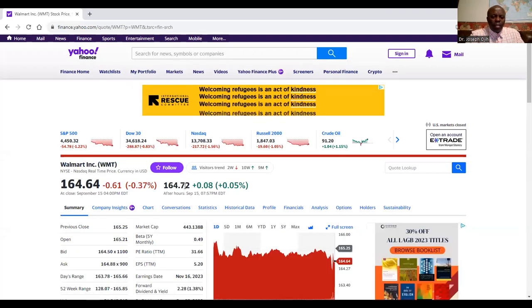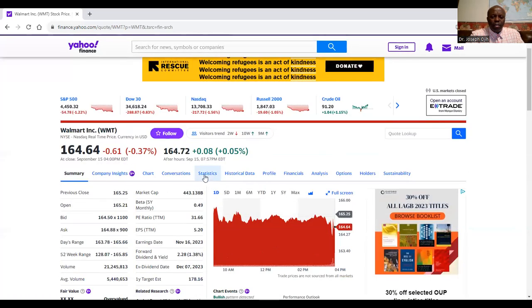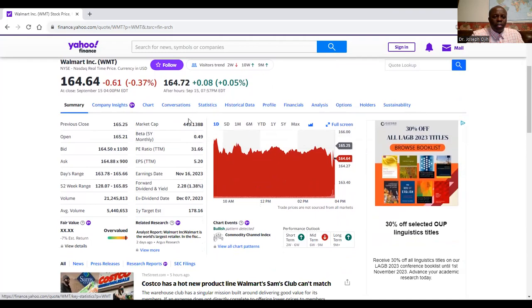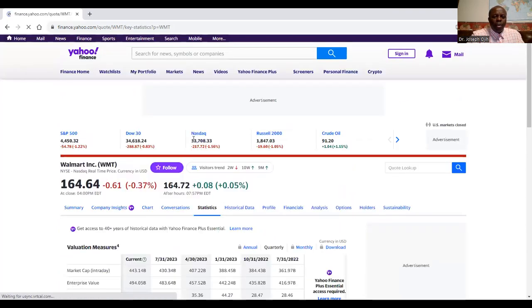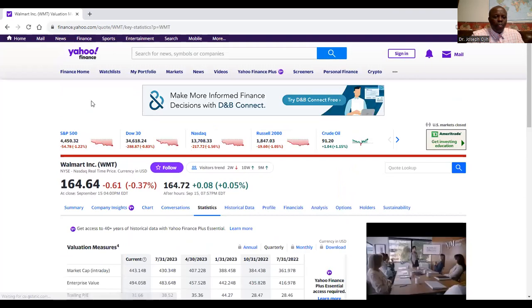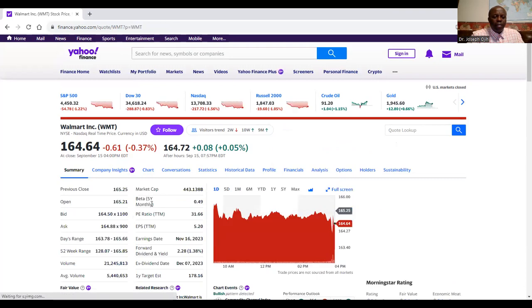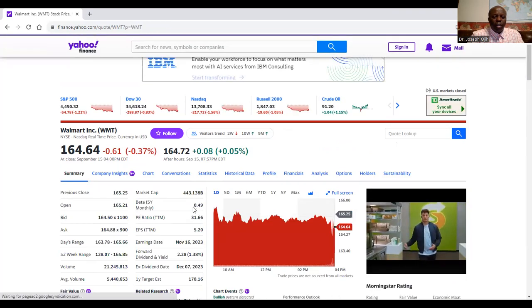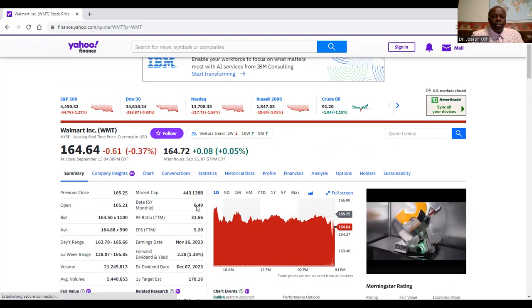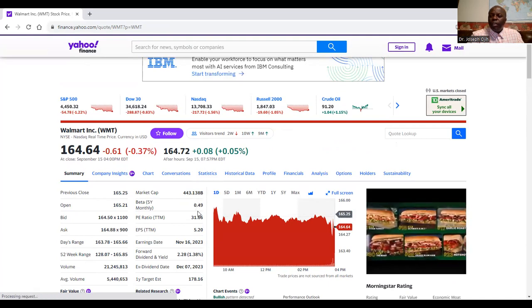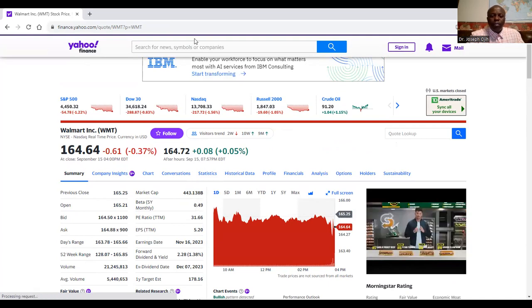So we look at the statistics. Sometimes they have the beta for them. Oh, actually, no need to go to statistics because you have the summary here. You can see the beta right there for Walmart. See the 5-year beta for Walmart is 0.49. You can use that as well.